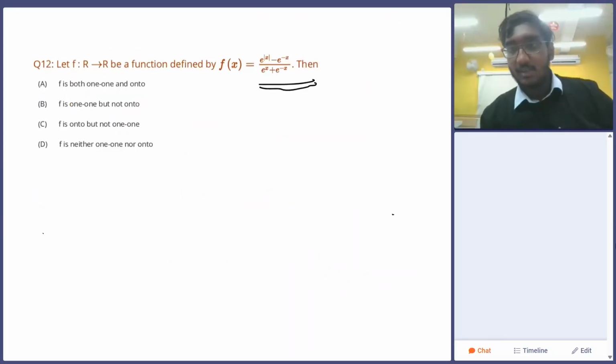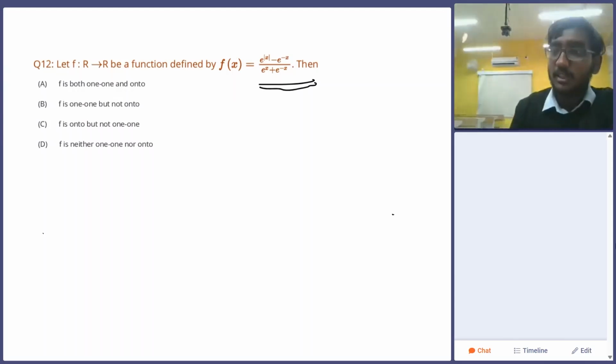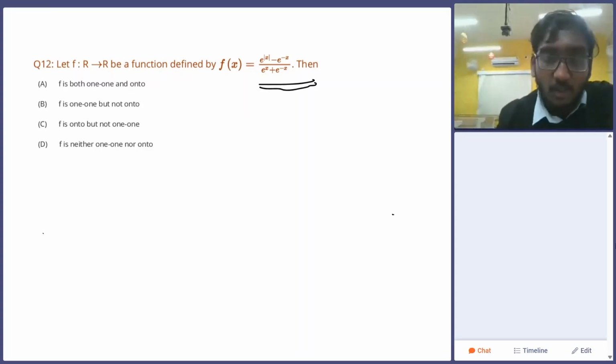You are ending up with 0 as the result, right? So that means what? It's clearly many to one, it's not 1 to 1, okay. Because for all negative values, the result is 0. That is, 0 is being mapped with many pre-image elements, okay. So it's definitely not 1 to 1, okay.